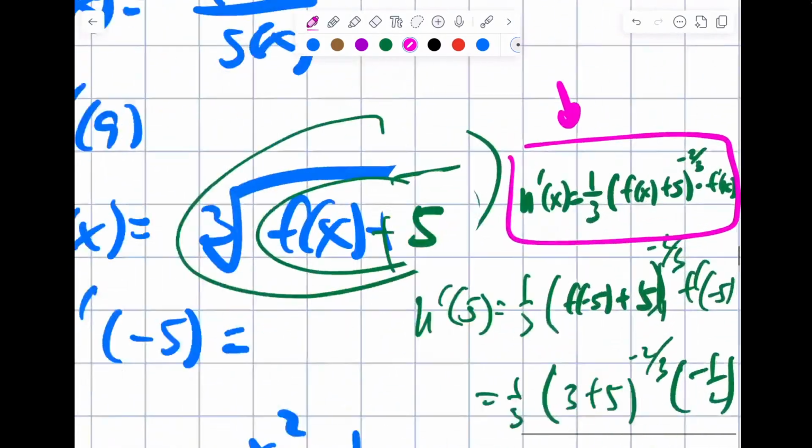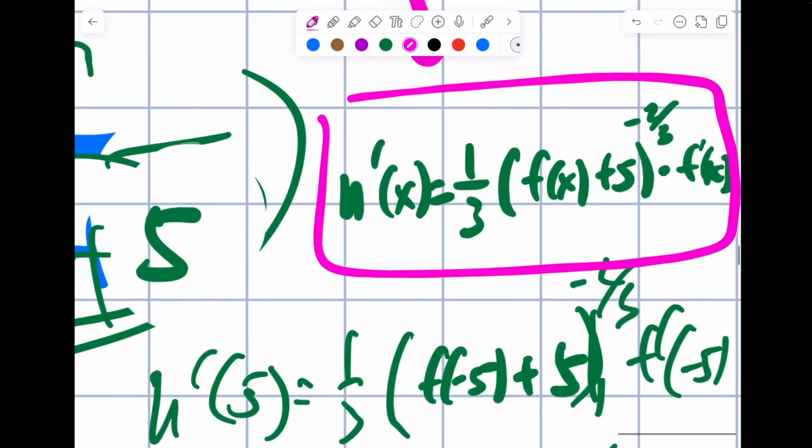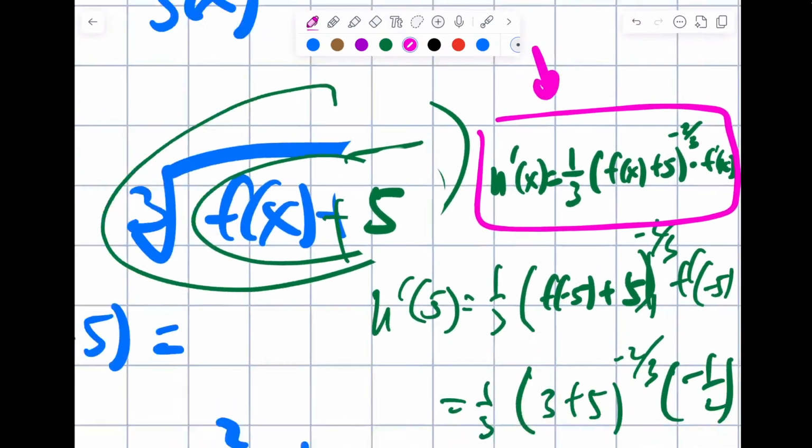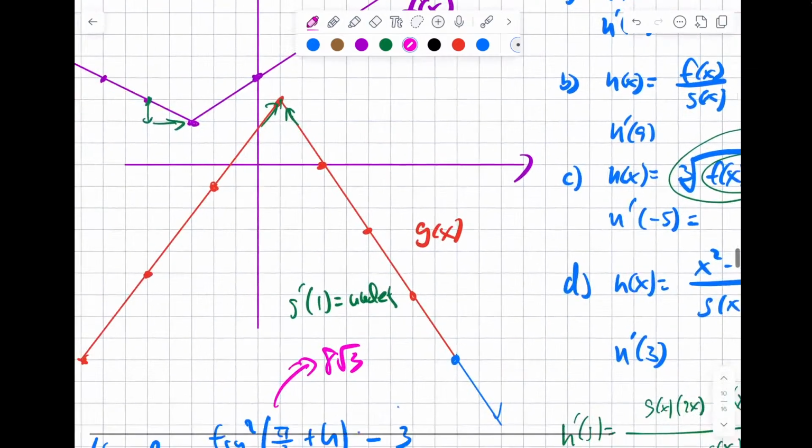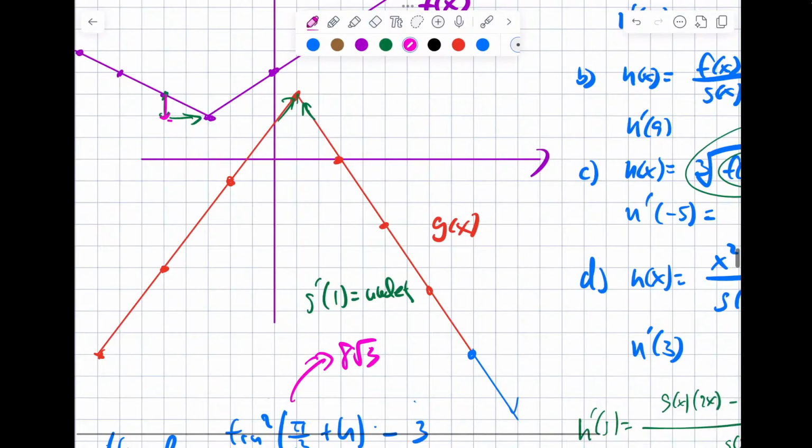So this derivative is 1/3 of (f of x plus 5) to the 2/3 times f prime of x. So I'm going to find out what f of -5 is. This should give you a 3. And f prime of -5 is 1/2. Do you see that this goes down 1, right 2? It should be -1/2. Daniel? True.